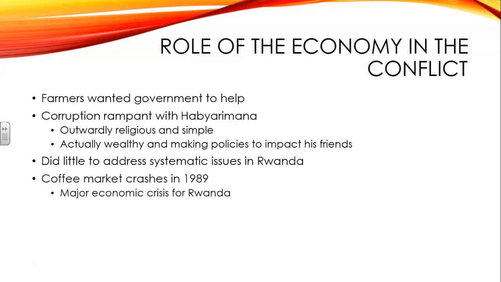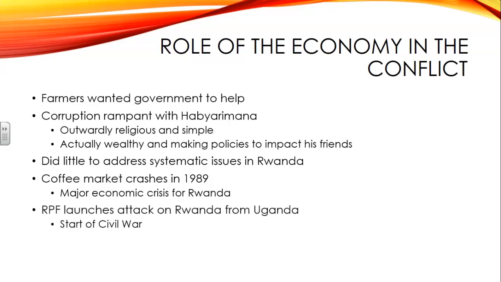Then, in 1989, the coffee market crashes. Remember, 75% of Rwanda's exports were coffee. So at this point, when the market crashes, it's going to cause a massive economic crisis for all of Rwanda because their entire economy was based on coffee. When the prices of coffee go down, they don't have any other way of making money. And this is deeply problematic. Additionally, the RPF at this time is going to launch an attack onto Rwanda from Uganda, and this is going to be the start of the Rwandan civil war.